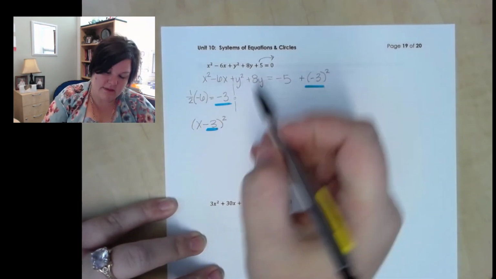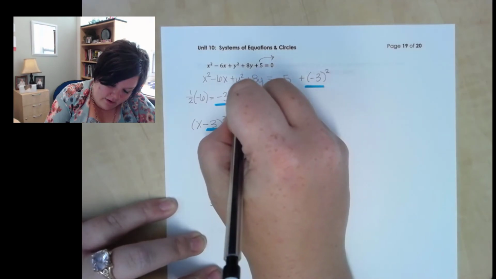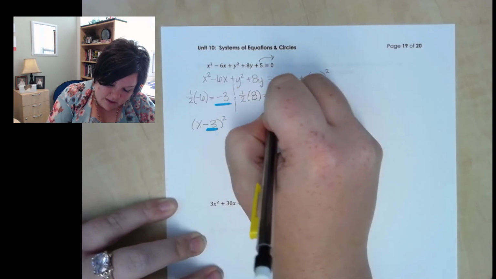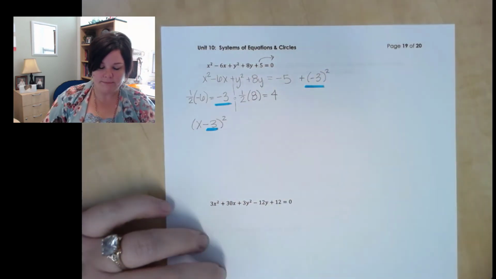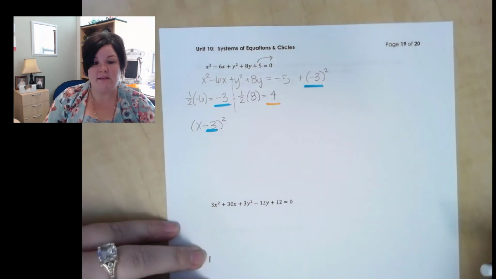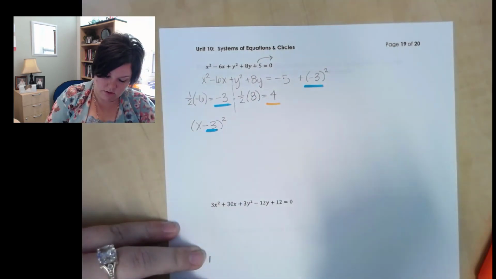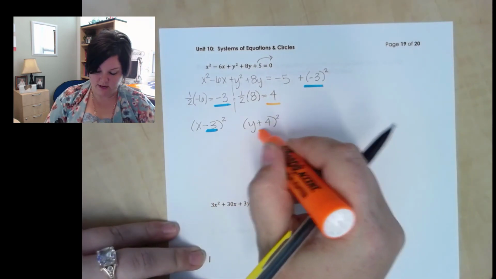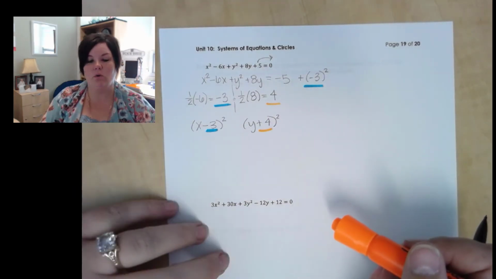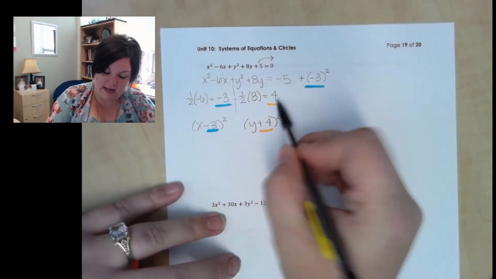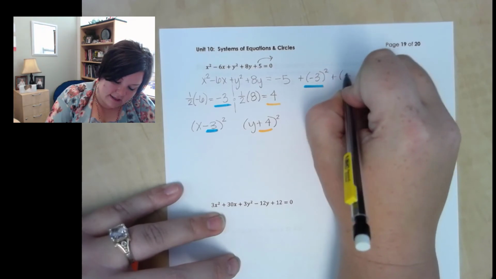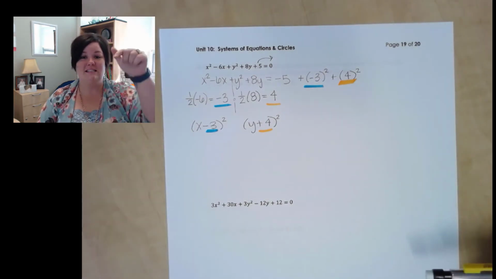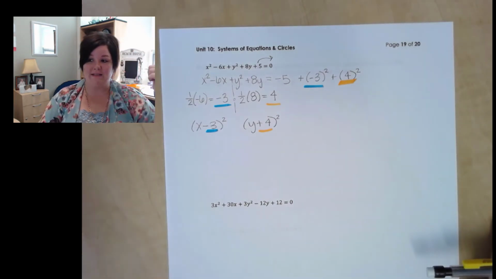And now I want to do the same thing with the y's. I'm going to take half of the y term coefficient. So half of 8 is going to give me a 4. So that 4 tells me that this is going to factor into y plus 4 quantity squared. Whatever that number is, that's the number that shows up inside my squared quantity, and it's also the number that I need to square and add to this side. So those are the 3 things we have to remember. Take half the middle term, stick it in our squared quantity, square it, and add it to the other side.